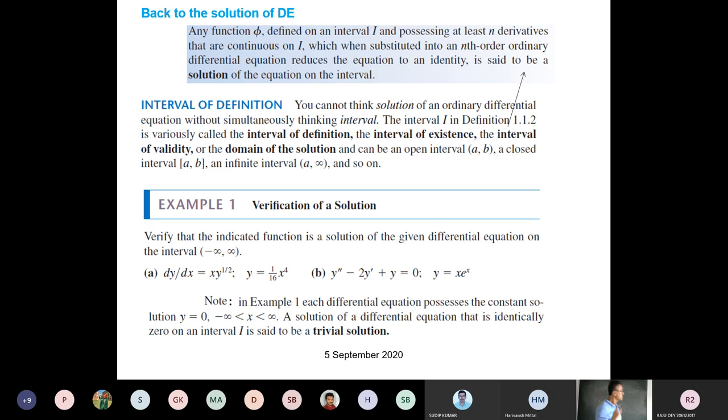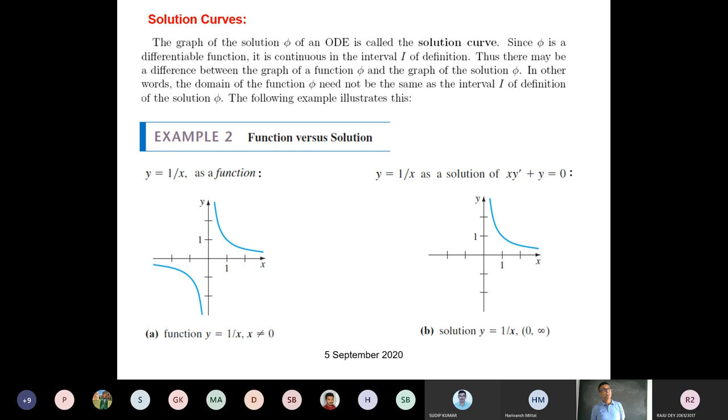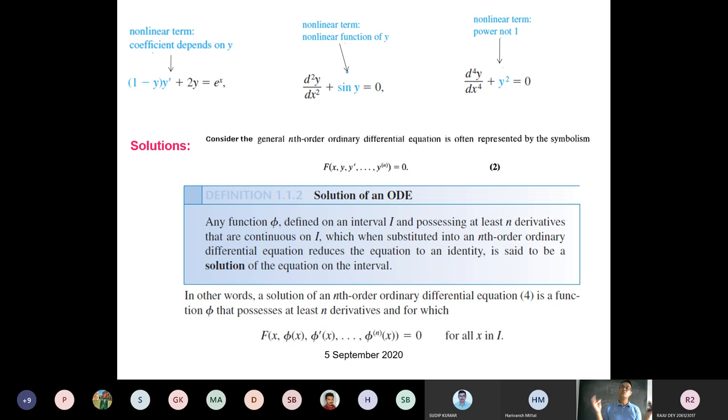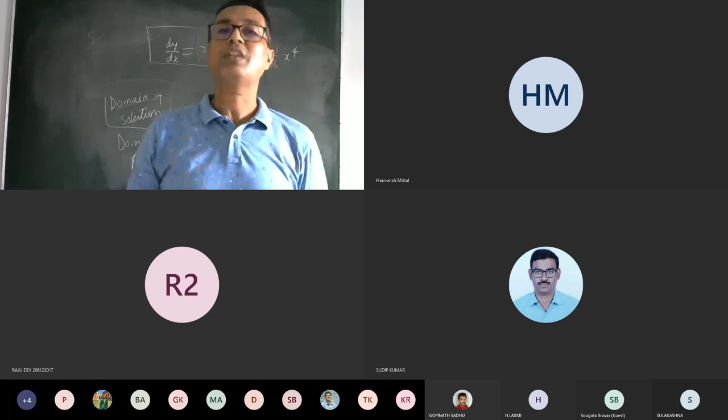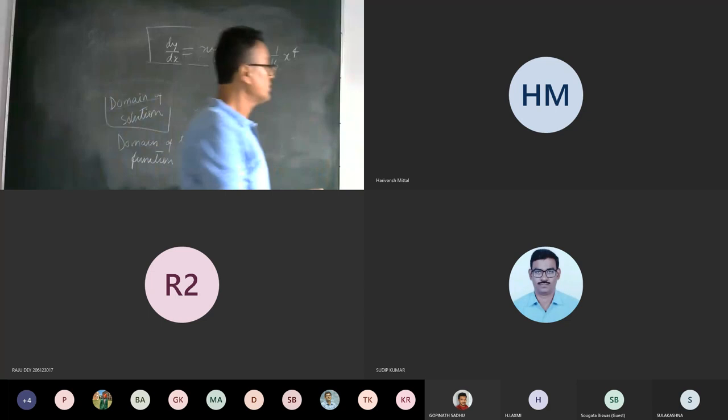Now let us come to the solution curve. If a function satisfies a given differential equation in a certain interval, that interval is nothing but the interval of definition or domain of solution. Then the graph of the function is called a solution graph. That's it. It is as simple as that. You don't need to worry about that.